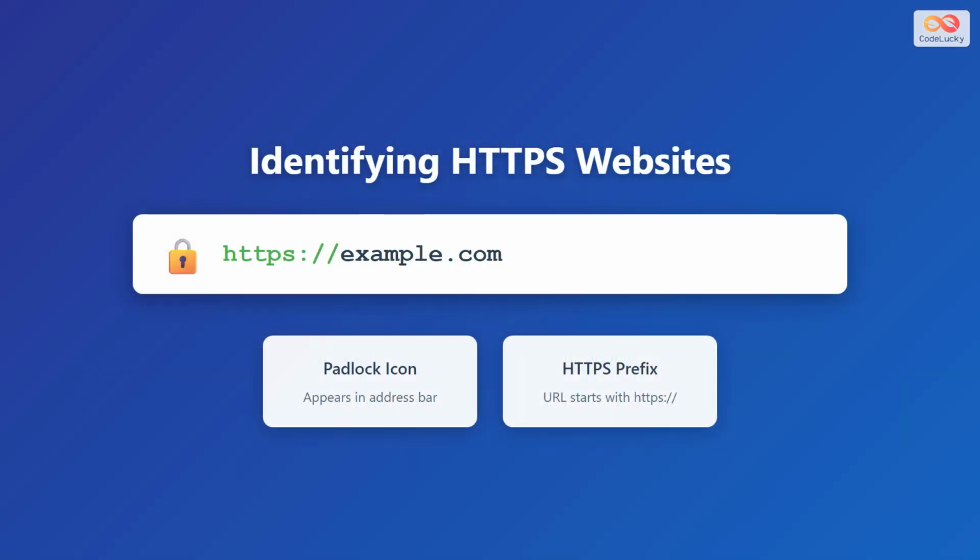You can easily identify secure HTTPS websites by looking for two key indicators. First, check for the padlock icon that appears in your browser's address bar. Second, verify that the URL starts with HTTPS instead of HTTP. These visual cues confirm that your connection is encrypted and secure.